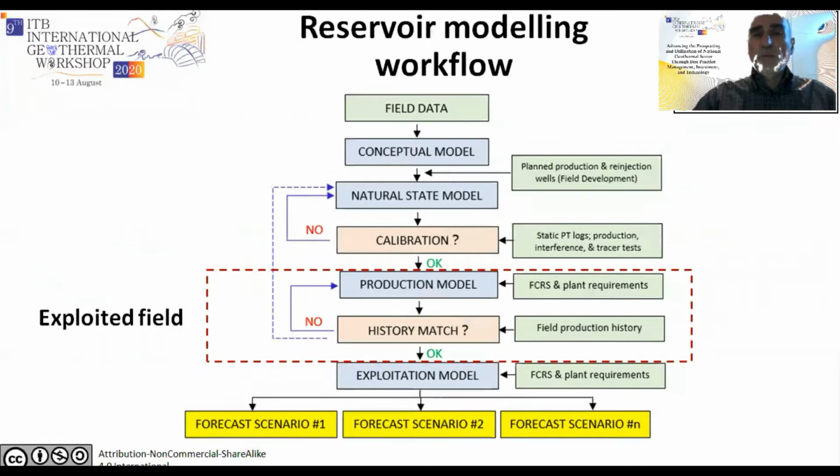When we go to the modeling of an exploited field, what we have is the field production history, so that we can build a production model and perform the calibration in order to match the past production history. Once this calibration is achieved, and it may also need to recalibrate the natural state model for that, then we can build the exploitation model and again simulate the forecast scenario.